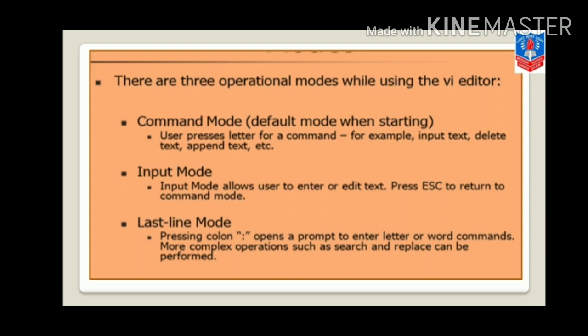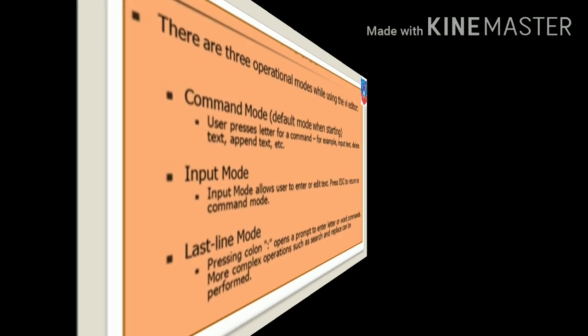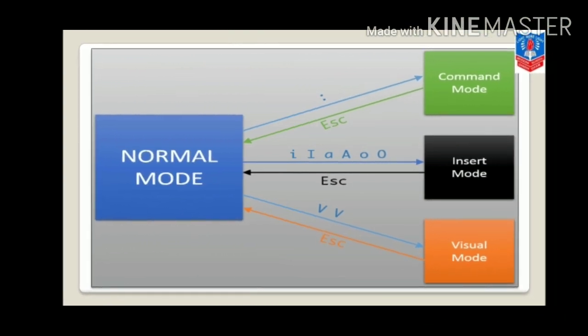Once again, we have a recap of this, children. There are three operational modes while using the VI editor. Command mode, that is the default mode when starting. The user presses a letter for a command, for example input text, delete text, append text. Append means to modify text, etc.